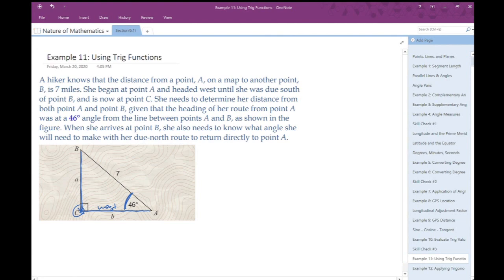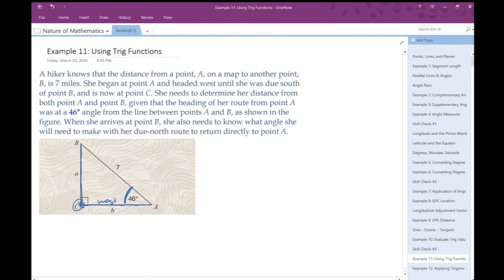When she arrives at point B, she also needs to know what the angle will be to make her due north route directly to point A. So that last line, they're saying that after she arrives at point B, they want to know what this angle is so that she can return back to point A. Okay, so this problem has a bunch of different questions built into it.